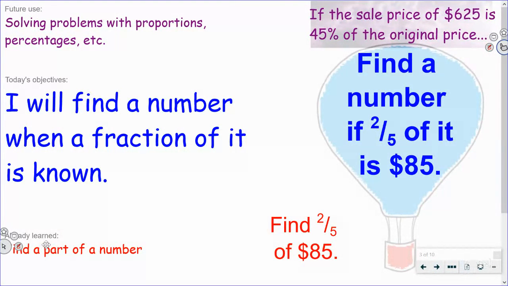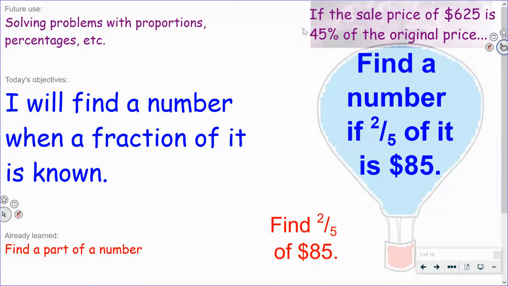Hey, let's focus on where we've been, what we're doing today, and where we're heading. You know, in the past, we found a part of a number. We found 2/5 of 85. Now we're going to change things up a bit. We're going to find the whole or original number when a fraction of it is known. So if I change the wording slightly, let's find the number if 2/5 of that number totals $85. What would that original number be?